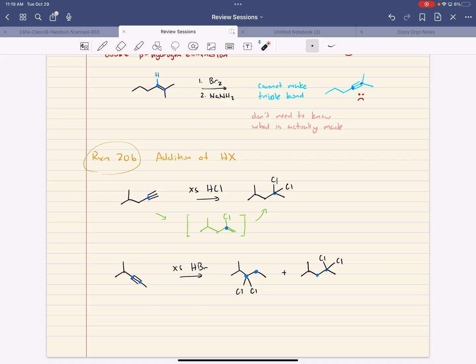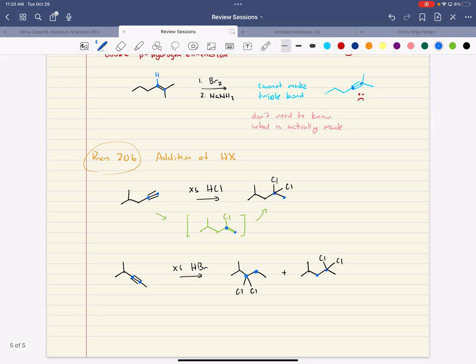This reaction will give me a mixture of this and this. There is no preference because they're equally substituted. Over here, the two blue dots are not equally substituted.